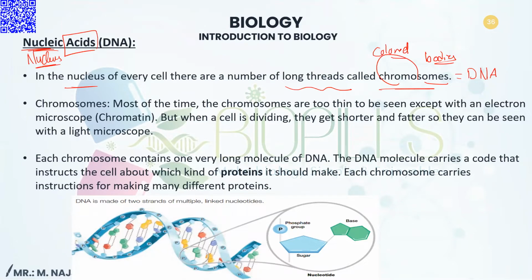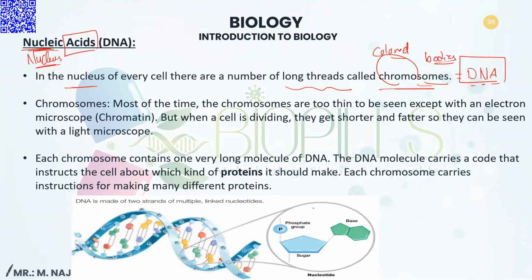We didn't know their chemical structure until James Watson and Francis Crick came in 1953, and they discovered that its chemical structure is deoxyribonucleic acid, or DNA. So whenever you hear the word chromosome, it is the DNA, no difference. Okay. What is the basic structure?